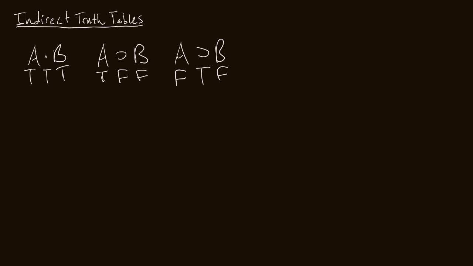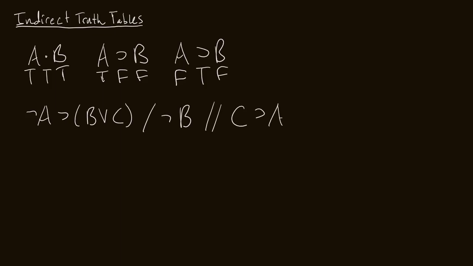So that's the kind of deductive skills you need to have to be able to do some of these more complicated indirect truth tables. So now let's actually show how to complete an indirect truth table. So let's say my premises, right, for some argument are not A, then B or C. Now remember, we're going to separate premises with a single diagonal. I have not B as another premise, and then we separate our premises from our conclusion with a double diagonal. And our conclusion will be C, then A.